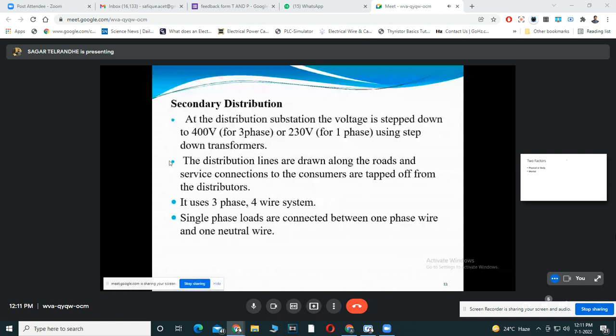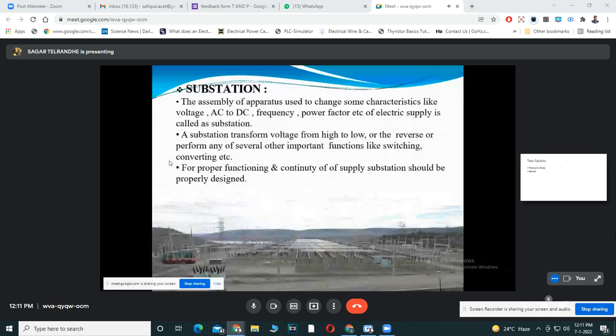Substation. The assembly of apparatus used to change some characteristic like voltage, AC to DC, frequency, power factor, etc. of electric supply is called a substation. A substation transforms voltage from high to low or the reverse, or performs any of the several other important functions like switching and converting, etc. For proper functioning and continuity of supply, a substation should be properly designed.